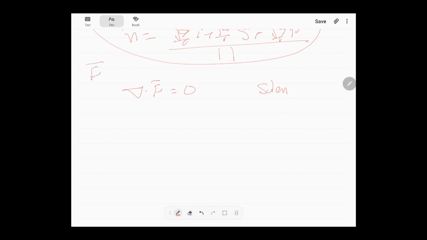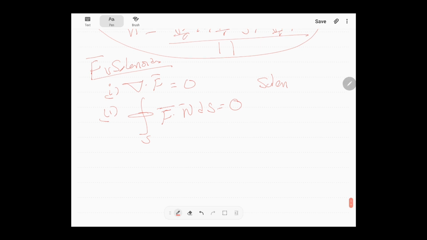So how can you identify that f bar is solenoidal? The first case is when the divergence of f bar is 0, then it is solenoidal. Or secondly, if the surface integral of f bar over a closed surface is also 0, then also we say that it is solenoidal.